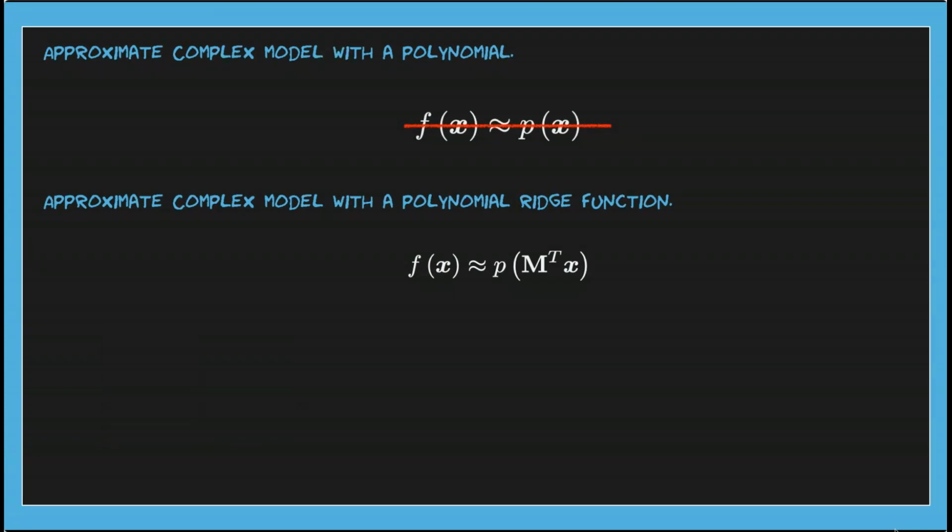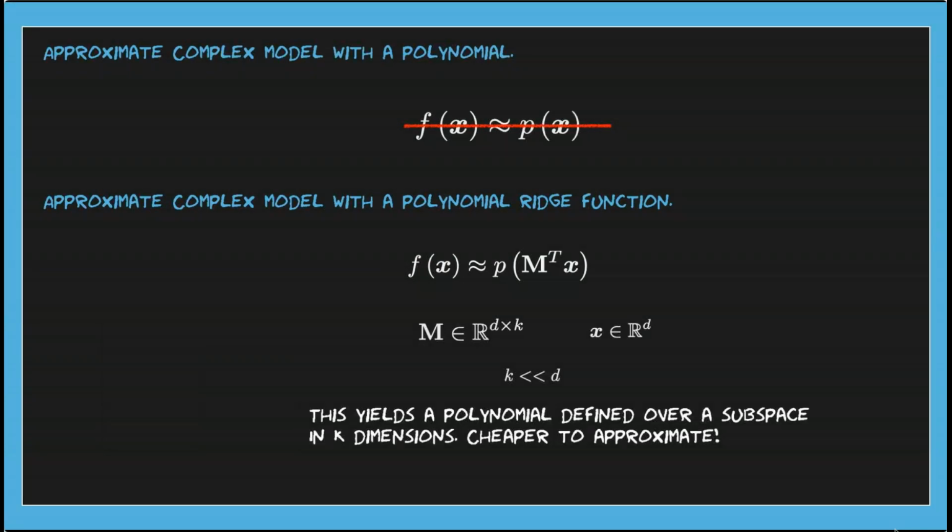So f of x is approximately equal to p of m transpose x, where m is a tall matrix. Let's just give some numbers here because it's probably easier to digest. If you imagine d is 25 and k is 2, then rather than constructing a polynomial in 25 dimensions, which has 351 unknowns, there are 351 coefficients in a quadratic in 25 dimensions. So that's a fun fact.